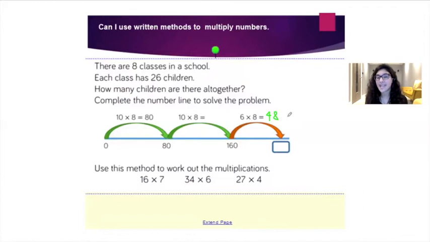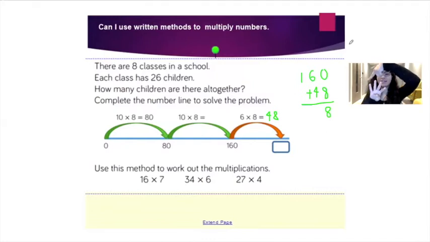So if that's 48 then, what we need to do is add 48 along to 160 to find the total. So what's 160 plus 48? I'm going to use the column addition to work out the addition. So 0 plus 8 would give me 8. Then 6 plus 4, so I put 6 in my head and then I hold up 4. 6, 7, 8, 9, 10.